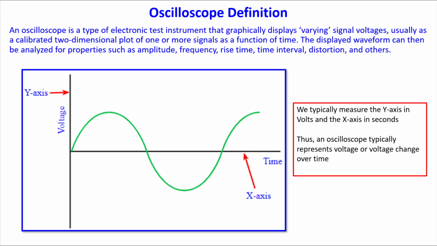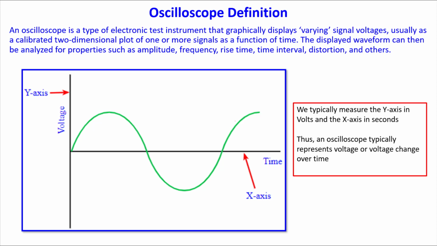And it says here then, the displayed waveform can be analyzed for properties such as amplitude, okay? What's the height of this voltage? How much does it go up in voltage? How much does it go down in voltage? What is that amplitude? Okay, frequency. How often does this thing happen, okay? How often does it repeat? Does it happen once a second? Does it happen once every minute? Once every microsecond? Things of that nature.